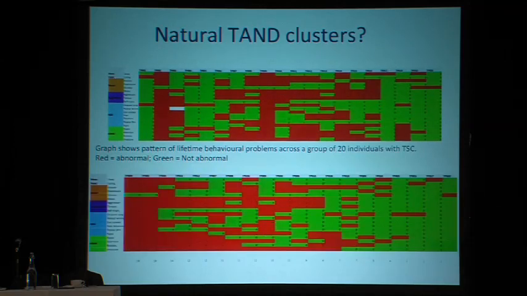However, if you look at the second graph, what we did here is we started moving some of the participants around and some of the items, and now we can see there seems to be a group that's affected across all levels, and a group that's not really affected. And in the middle here, you can see that some of these variables start to group together. So based on this, we set out to conduct a pilot study to see if we can actually identify natural TAND clusters.